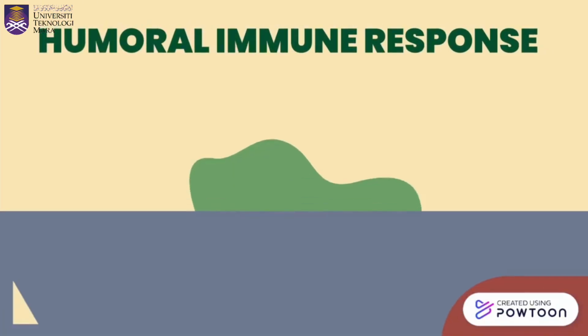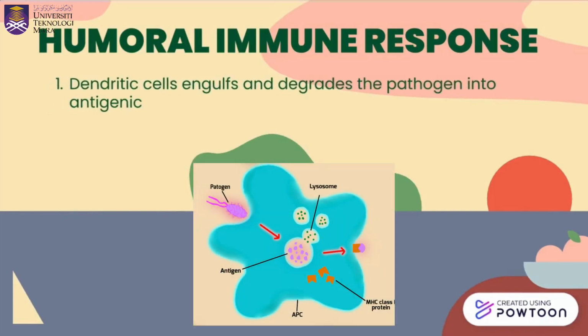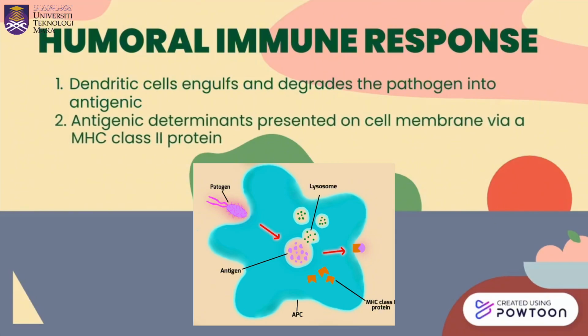To get the humoral immune response started, the body first needs to properly process the threat, which is done by specialized cells that engulf and degrade the pathogen into antigenic fragments. Once the pathogen is broken down, the antigenic determinants are presented on the cell membrane of the dendritic cell. This presentation happens through a specific structure called the MHC class II protein.